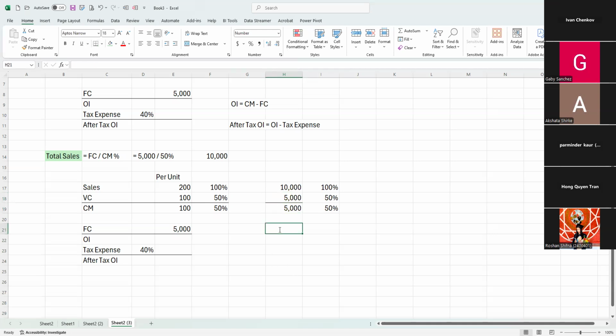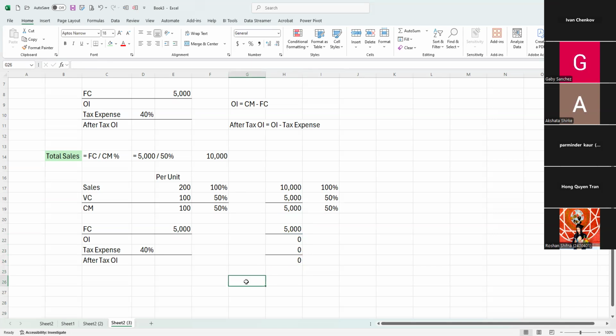Fixed cost is also 5,000. Correct? My operating income here is how much? This one 0 minus this one, 0. Now taxes, how much is the tax expense? 0. 0 times 40%, 0. My after-tax income is also 0. Sorry, tax people, but I'm not generating anything.